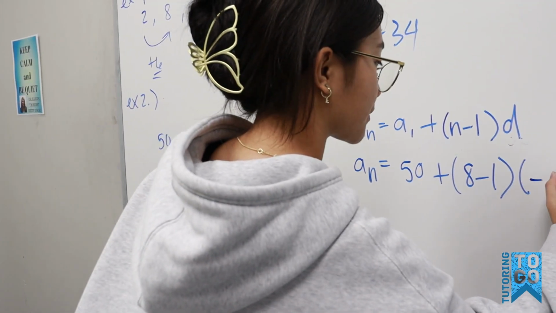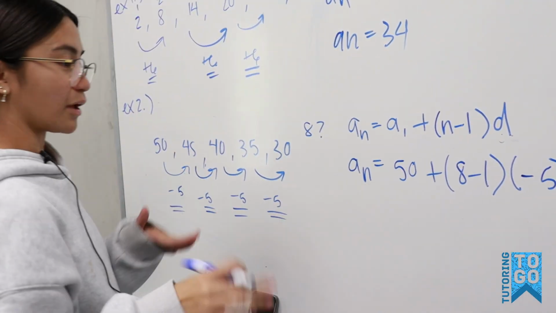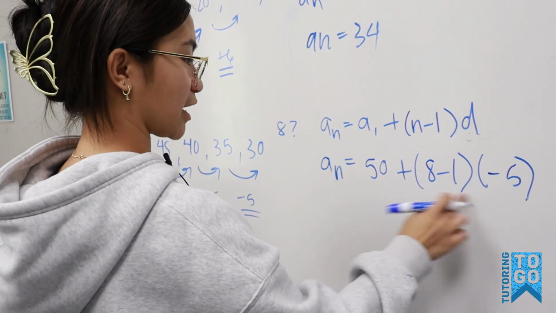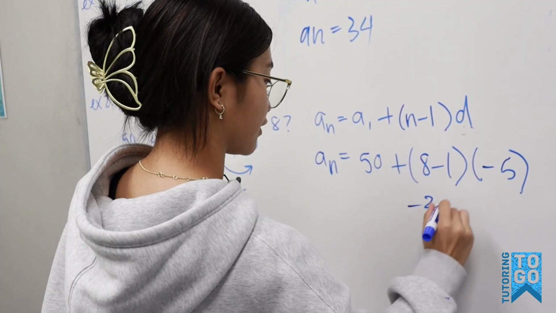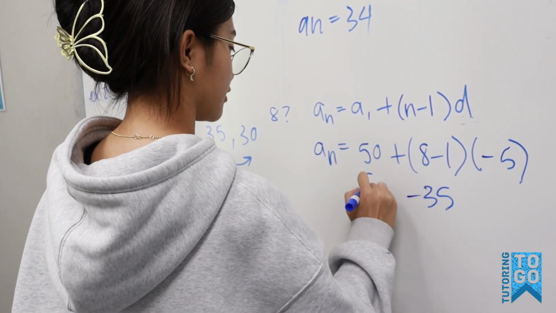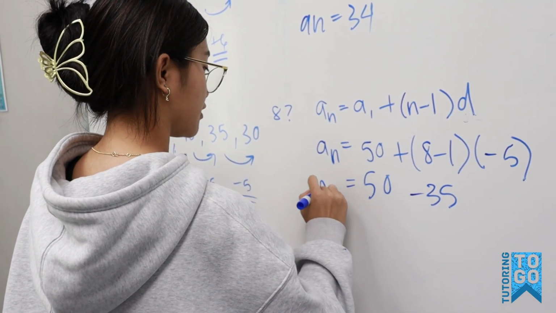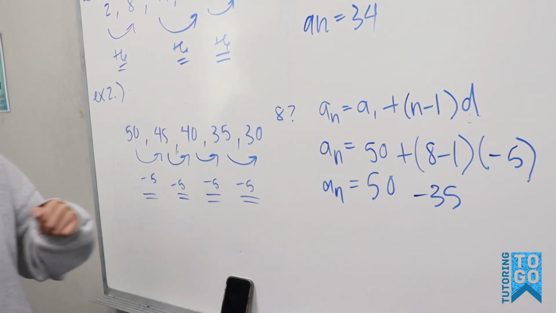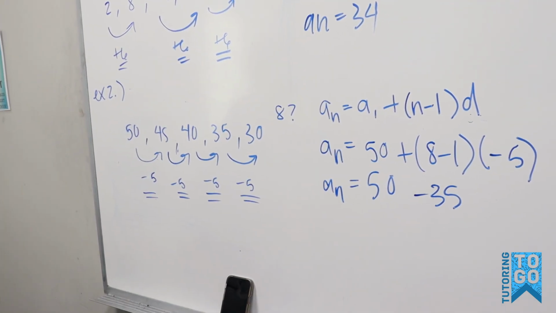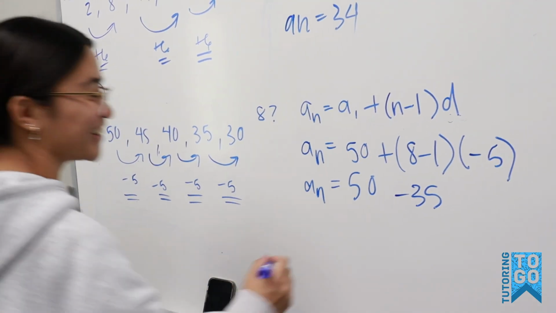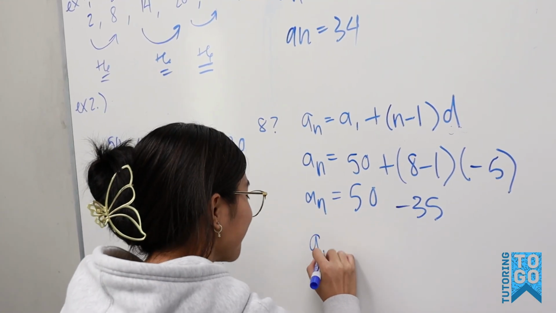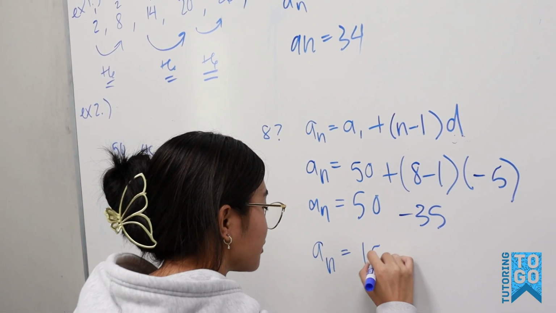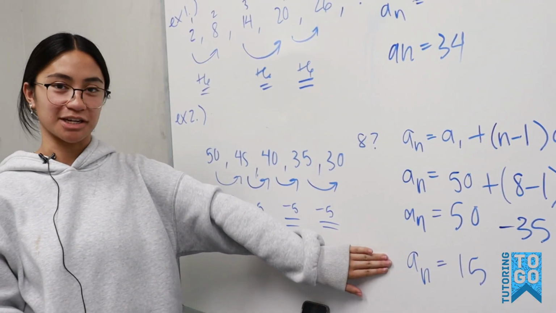5. So if we just solve this, this is 7 times negative 5, which is 35, and then drop the 50 here. And Niamh, what's 50 minus 35? 15. Awesome. an would be 15.